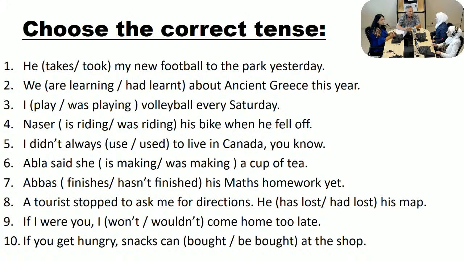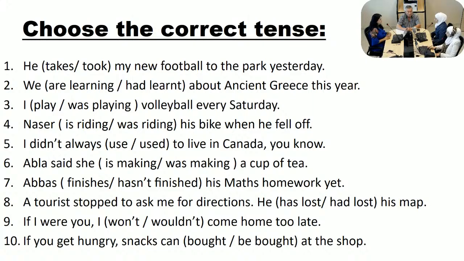Whose turn? Yes, Miss Maha? Here we have a drill. Choose the correct tense. 1. He takes or took my new football to the park yesterday. Here we have a time reference, which is yesterday, which means the action is finished. So we can't use "takes". We use "took", which is the past of take. So yesterday helps the student to know that it is "took", not "takes".